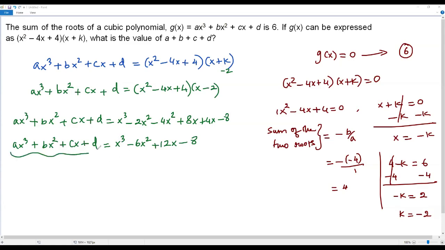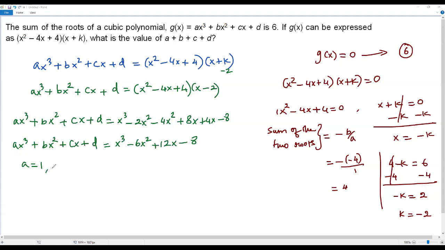Now we can compare the coefficients of the like terms so that we'll be able to get the values of a, b, c, and d. So now if I compare the coefficient of x cube, here I'm getting a, the coefficient of x cube on the left side. The coefficient of x cube on the right side is just 1. So a equals 1. So whenever two expressions are equal, the coefficients of like terms must be equal. So the coefficient of x cube on the left side and the coefficient of x cube on the right side must be equal.